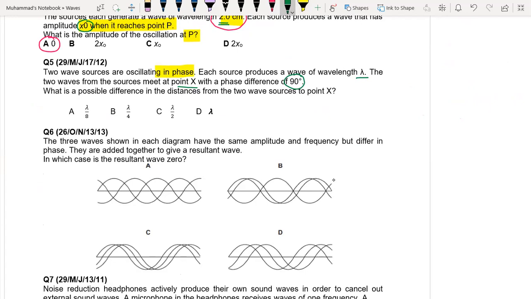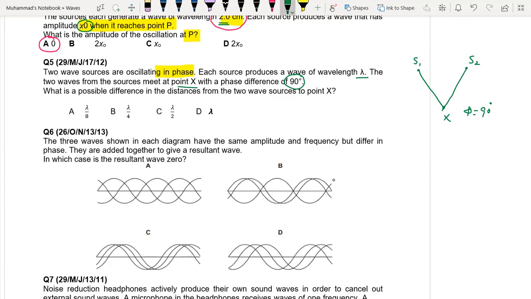The waves from both sources meet at point X. For example, this is one source S1, this is another source S2, and at point X the waves from both sources meet, with a phase difference of 90°. What is the possible difference in distance from the two wave sources to point X? So we have to find the difference between the lengths of the paths from both sources.